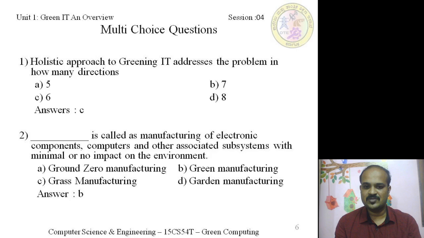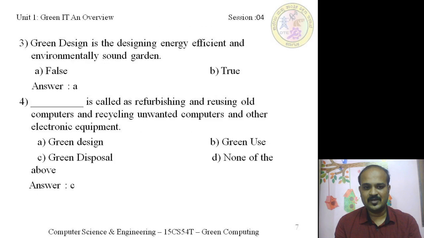So third question, green design is the designing energy efficient and environmentally sound garden. They have given a sentence here, you have to tell whether that sentence is correct or not, false or true. It's not true, because green design is the designing energy efficient and environmentally sound IT products. So the sentence given is false, and that false is mentioned in option A. That's why the correct answer is A.